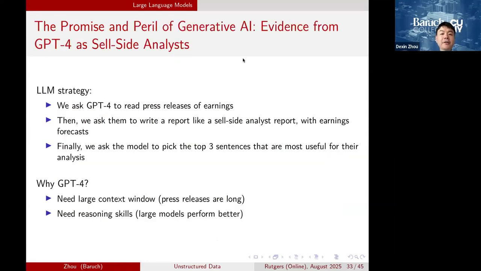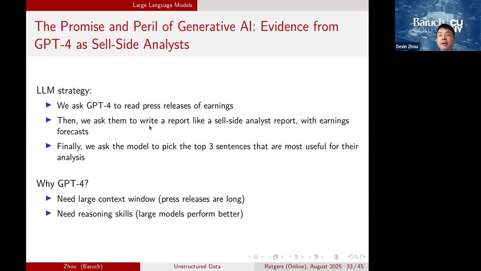One of the papers we're revising right now, we're basically trying to see if we can use generative AI to mimic a sell-side analyst. So we asked GPT-4 to read a press release and write a report, and then give numeric predictions, right?